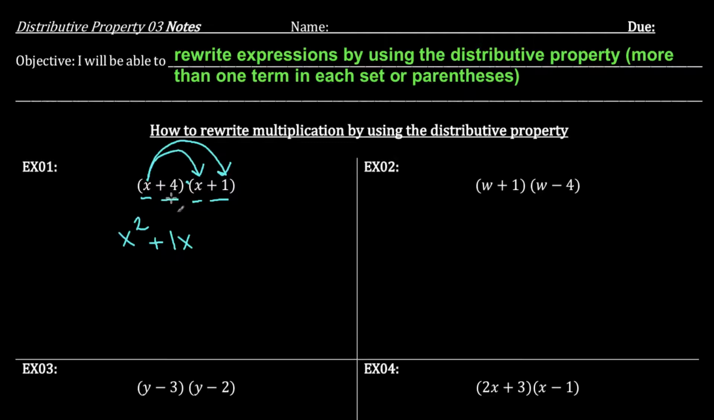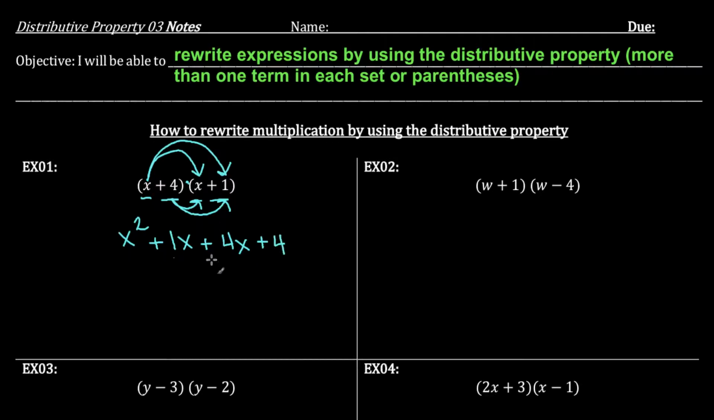Now we move on to the next one. 4 times x. So positive times a positive is a positive. 4 times x is 4x. And lastly, we do positive 4 times positive 1. A positive times a positive is a positive. 4 times 1 is 4.